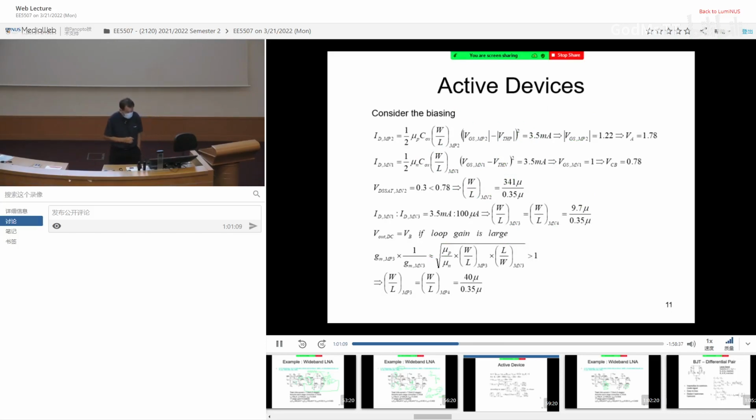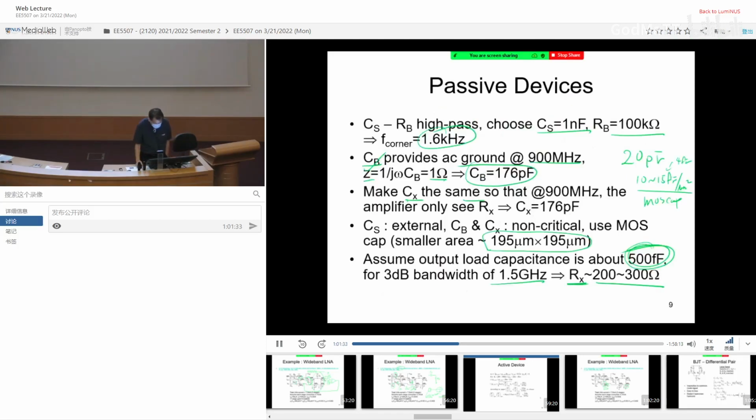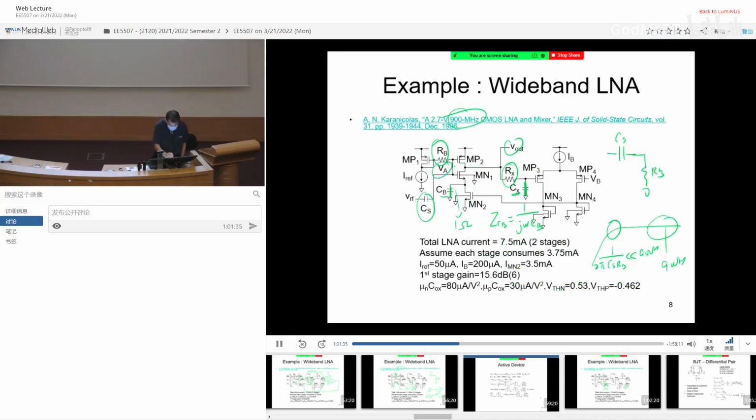Then we have to figure out the biasing. For the PMOS current, we already allocated 3.5 milliampere. You can figure out what is the corresponding voltage, and that gives rise to the DC voltage for the VA. And similarly, with the NMOS, you can figure out the VGS, and with this VGS, you can figure out what should be the VCB voltage. So what is this voltage? You look at the circuit. This is the VA. VCB is basically here. VCB.